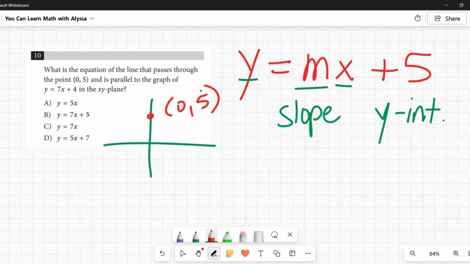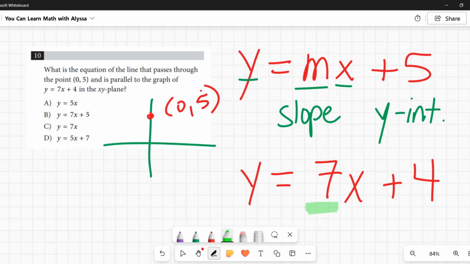Okay. So the other thing in here, which is an important thing to know, even if it's not strictly necessary for this particular problem, it says it's parallel to 7x + 4. So in this line, 7x + 4, the constant in front of our x is the slope. The constant by itself is the y-intercept. So this constant in front of the x is our slope. It has a slope of 7.